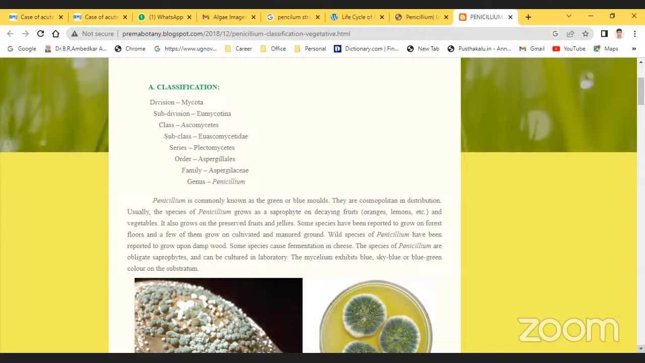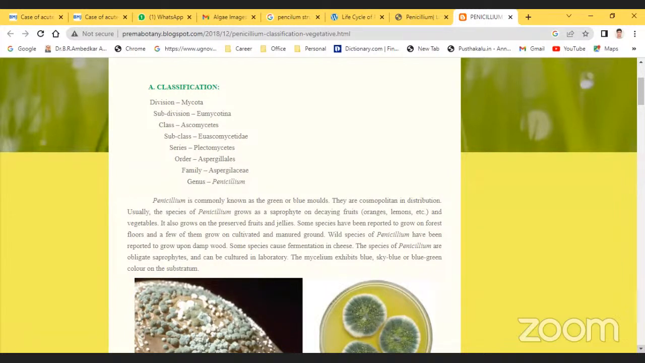Penicillium notatum. Another antibiotic, griseofulvin, is extracted from Penicillium griseofulvum. Penicillium roqueforti and Penicillium italicum are used in the production of flavored cheese also. The blue mold of citrus and rotting apples is due to Penicillium digitatum and Penicillium expansum respectively. This rotting is the disease caused by these two species.